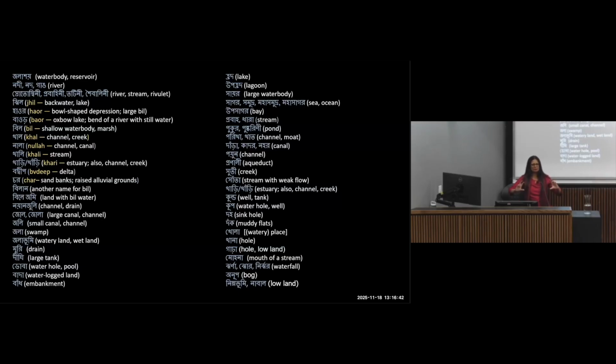To make that landscape recognizable to an international audience, terms like streams, creeks are used. Do you know the difference between a jheel and a beel? Do you know the difference between a haor and a baur? Unless you really study the region, you won't.